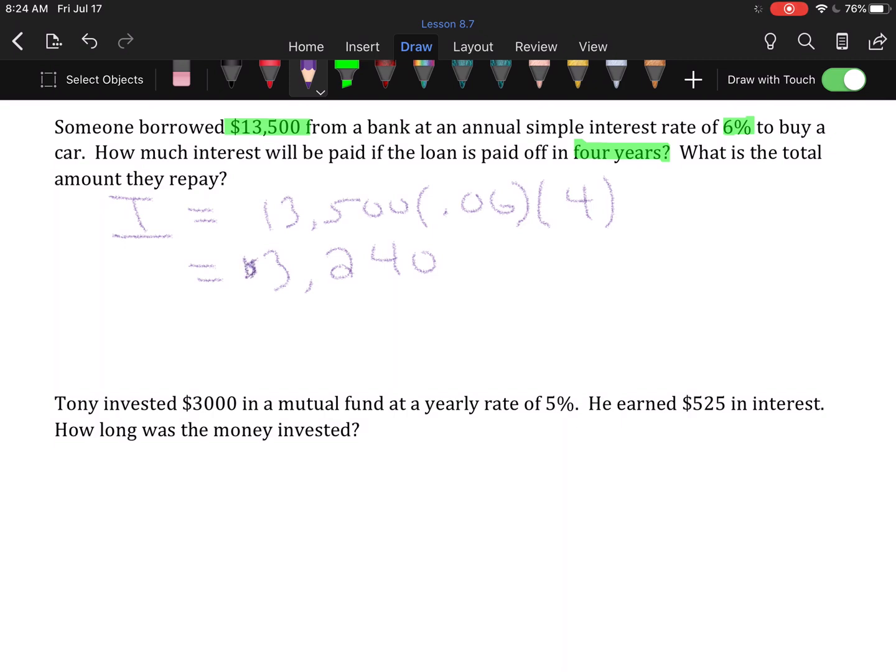What is the total amount they repay? Total is the principal, so what they borrowed, that $13,500, plus the interest that we just figured out. So we just add those two numbers, and we find out that in total they will have repaid $16,740.